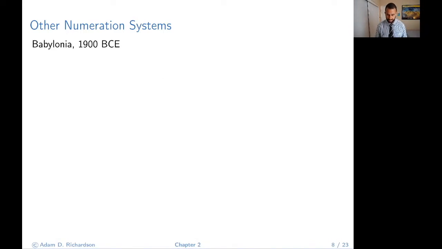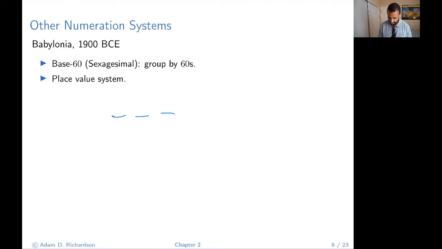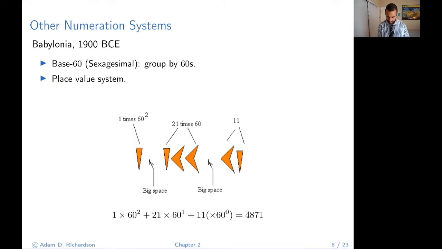Okay, Babylonia also had a different system back in 1900 BCE, but they had a base 60 system, that's sexagesimal. They would group by 60s. So they had 60 symbols to represent the first numbers 0 through 59, and then they would roll over at that point. I'll show you an example here. They did have a place value system. So depending on which order you wrote things, it would change the quantity that you were describing.